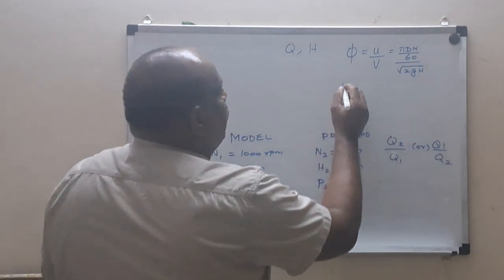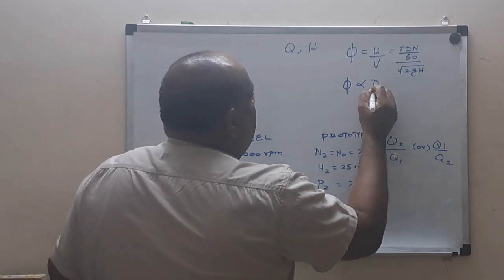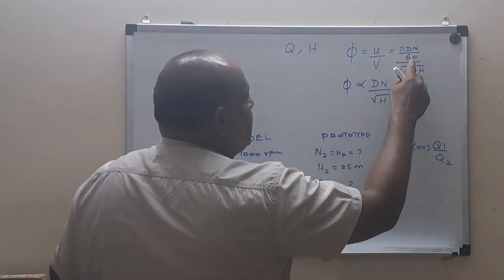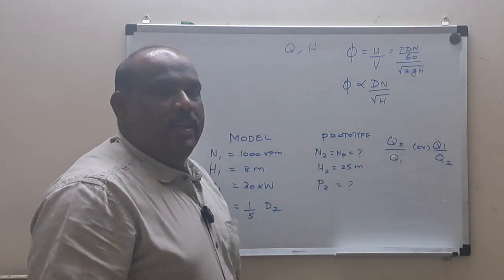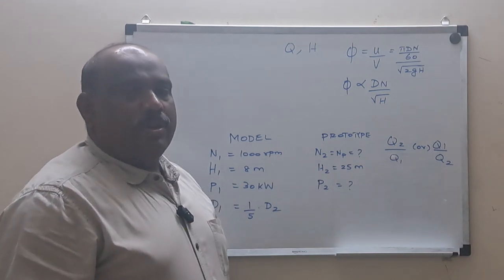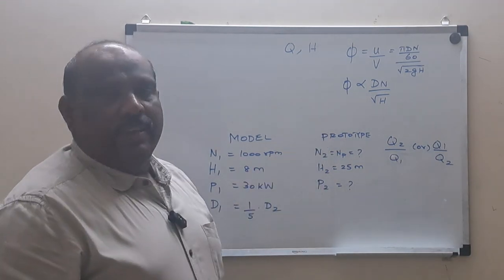So I can write phi is directly proportional to DN by square root of H. You may ask what happened to this pi, 60, 2g and all. They are constants. So I remove the constants and put a proportionality. So phi is directly proportional to DN by square root of H. What about phi? Phi is also a constant.